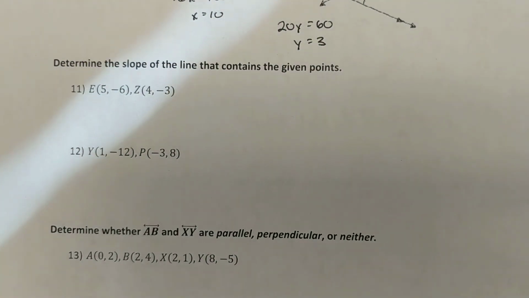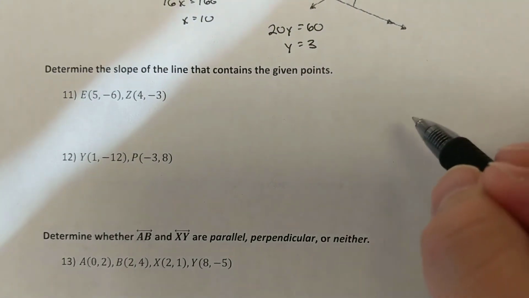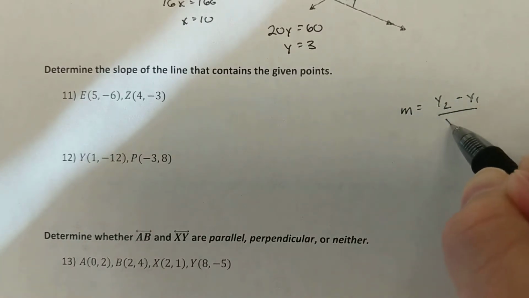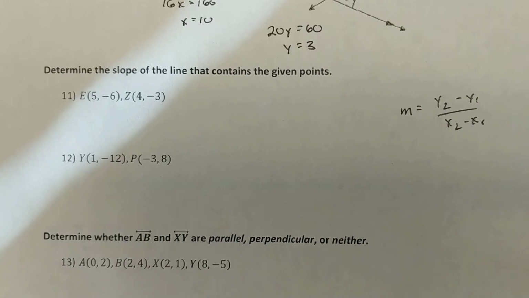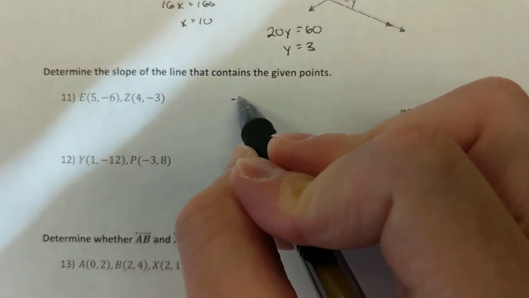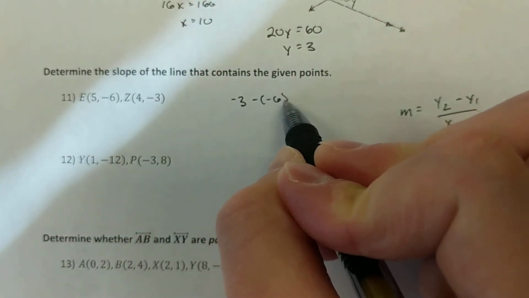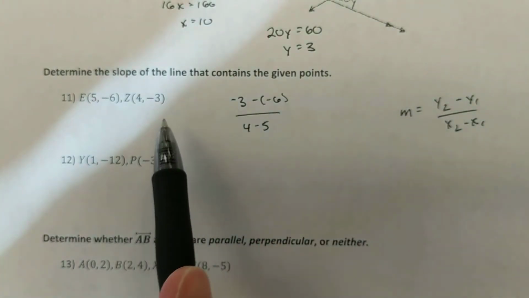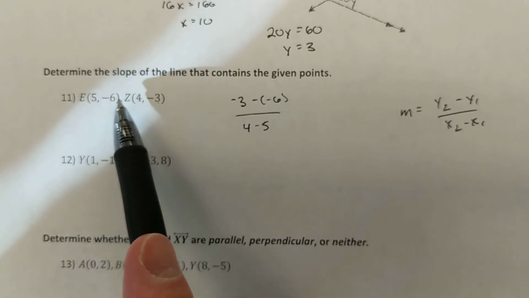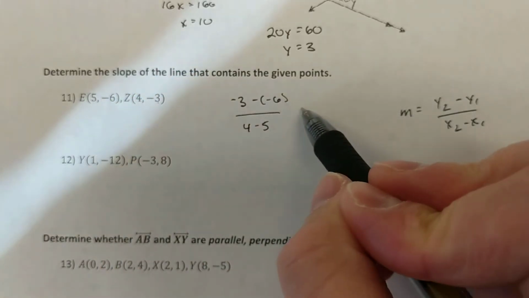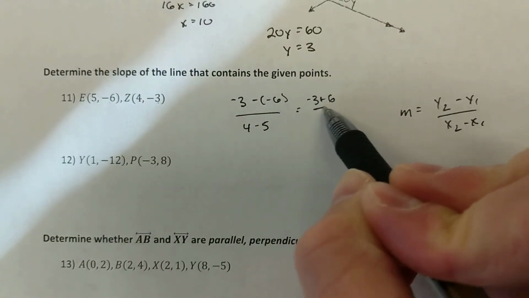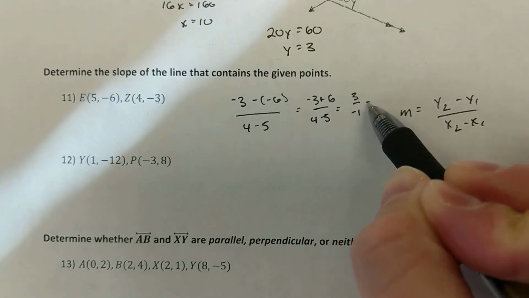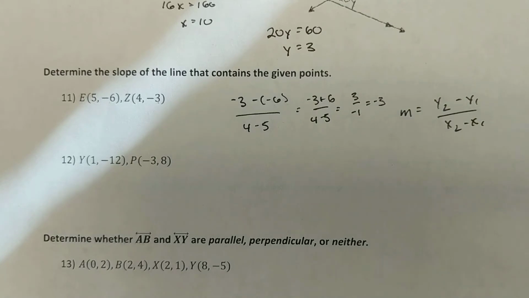All right, 11 and 12 determine the slope. So this equation for the slope, y2 minus y1 over x2 minus x1. So for number 11, negative 3 minus negative 6 divided by 4 minus 5. So y2 minus y1, x2 minus x1. So this is negative 3 plus 6 over 4 minus 5. So that's 3 over negative 1, which is negative 3.